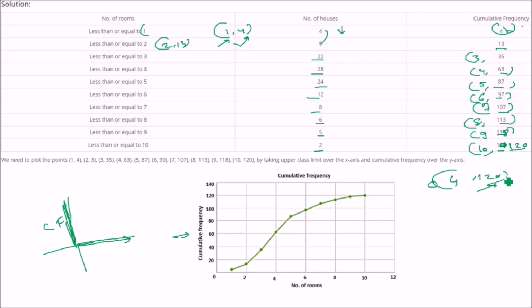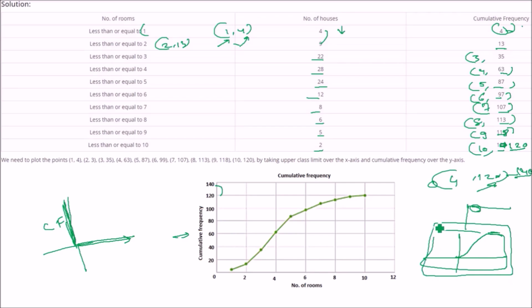So we'll start with 0 and go up to 120. Because the differences are 20, we can just make it 140 also. We don't want the graph to touch the box, so we make it a little higher so that the graph comes inside, as you see in this picture. The first point, as I said, is 1 and 4.